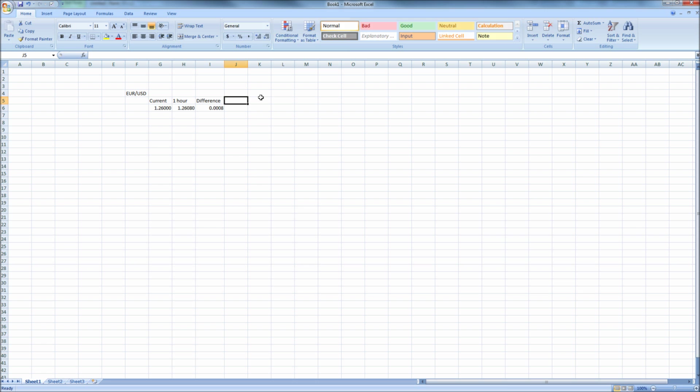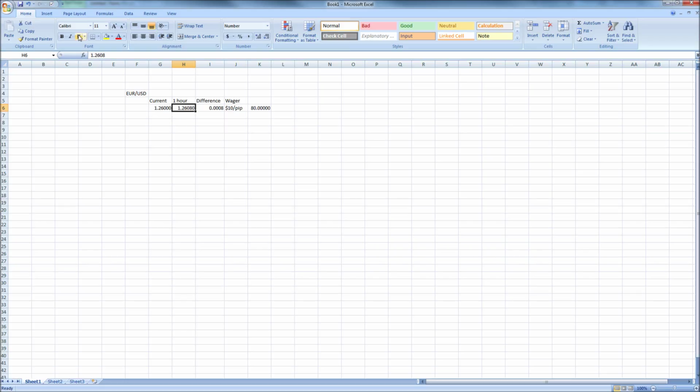So let's just say you wager $10 per pip. That would mean you made 8 pips. I'm just going to put 8 for now, okay? 8 pips times $10, $80 in that hour, okay? So that's basically how it works.